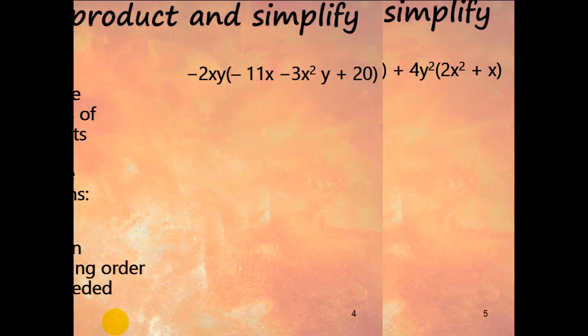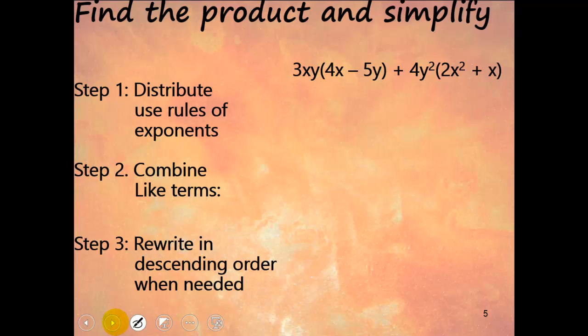Okay, this is your next video question. I want you to go ahead and do this. Just be careful because you have two different groupings here. So the 3xy will be distributed across the first polynomial, and then the 4y squared will be distributed across the second polynomial. So go ahead and do your video questions.